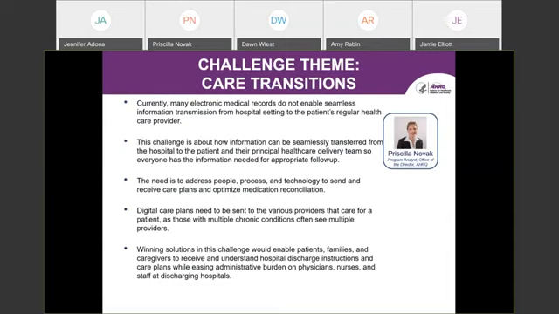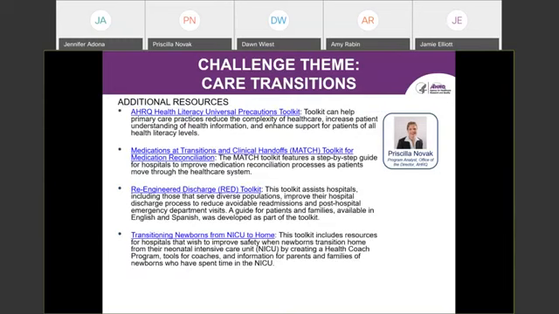On the next slide, we see some of the AHRQ resources that are already in existence, and these include our health literacy toolkit. We have a medication at transitions and clinical handoffs toolkit for medication reconciliation. We also have a toolkit on re-engineering the discharge process. Furthermore, we have a toolkit on transitioning newborns from NICU to home.